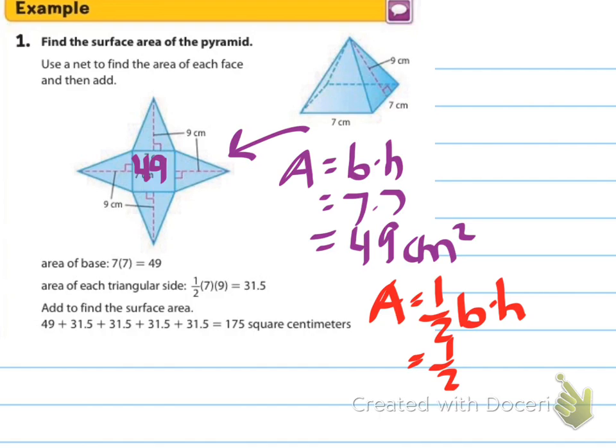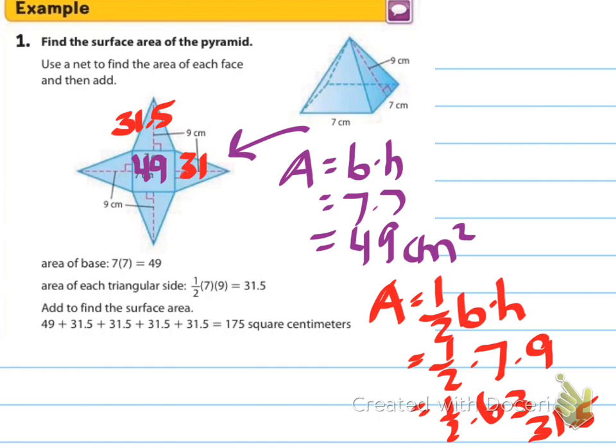And so we've got 1/2 the base, which is 7, times the height, which is 9. In this case, you might want to go ahead and multiply 7 and 9 together, since neither one of them is an even number, to get rid of our 1/2. So we can do 1/2 of 63, and that's going to be 63 divided by 2, which is 31.5. So in each of these, I'm going to put 31.5, 31.5, 31.5, and 31.5.